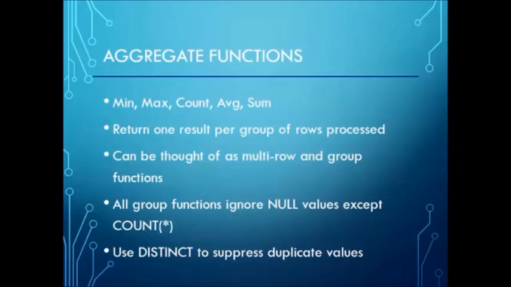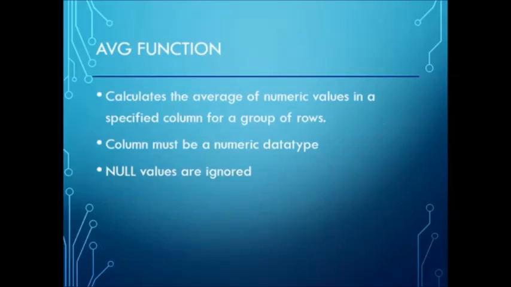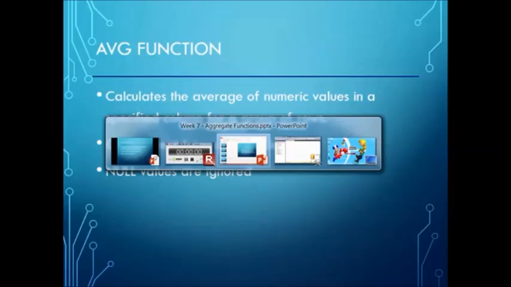For our functions, all of them ignore null values except for count star, which we will talk about a little bit later. And if we need to suppress duplicate values for any of these, we can use the distinct keyword with the functions. The average function calculates the average of numeric values for a specific column in our group of rows. It must be a numeric data type, and we ignore nulls. So let's go ahead and do some examples with that.